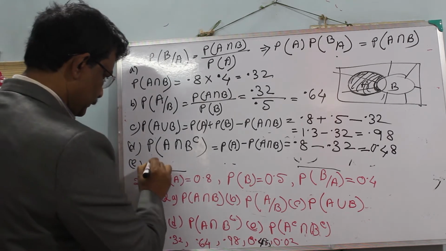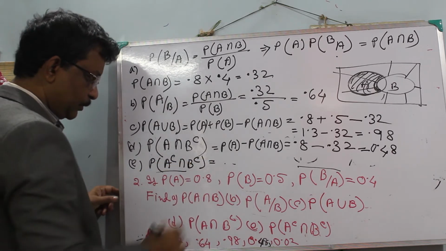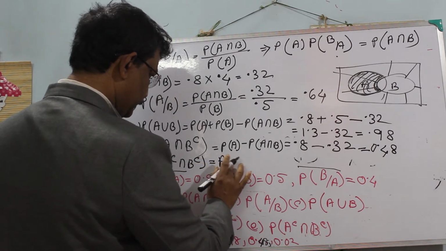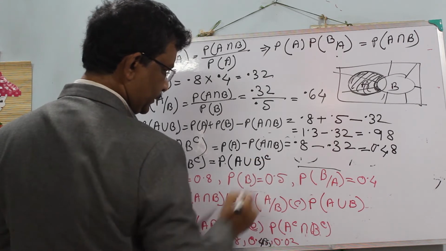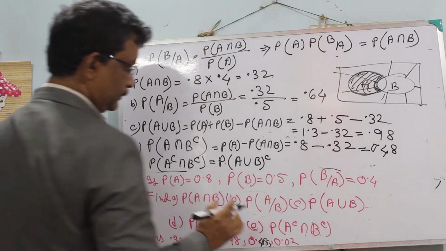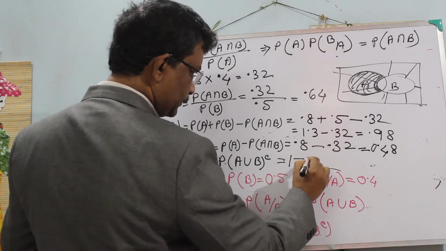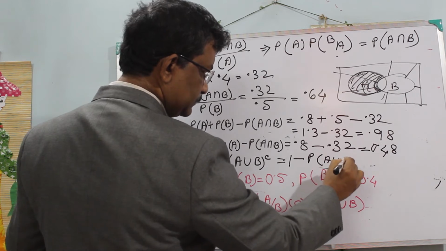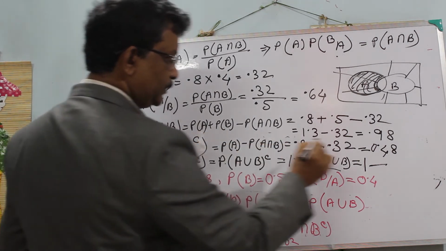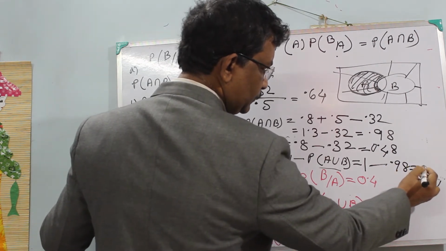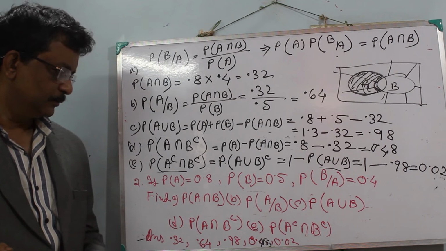Now E, probability of A complement intersection B complement. Again using De Morgan's law, this is equal to probability of A union B complement. A union B complement equals 1 minus probability of A union B. A union B, which I have calculated, is 0.98. So 1 minus 0.98 equals 0.02, which is the probability of A complement intersection B complement.